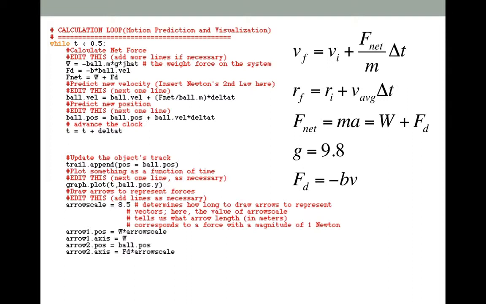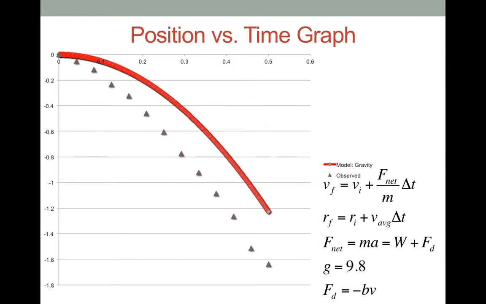For the first position versus time graph, I compared the observations to the model that only takes gravity into consideration, by using Newton's second law: the final velocity equals the initial velocity plus the net force over the ball's mass multiplied by the change in time. This formula derives the position equation: the final position equals the initial position plus the average velocity multiplied by the change in time. As you can see, the observed and model graphs are not as close to each other as they could be, and since drag isn't taken into account, it's not as accurate.